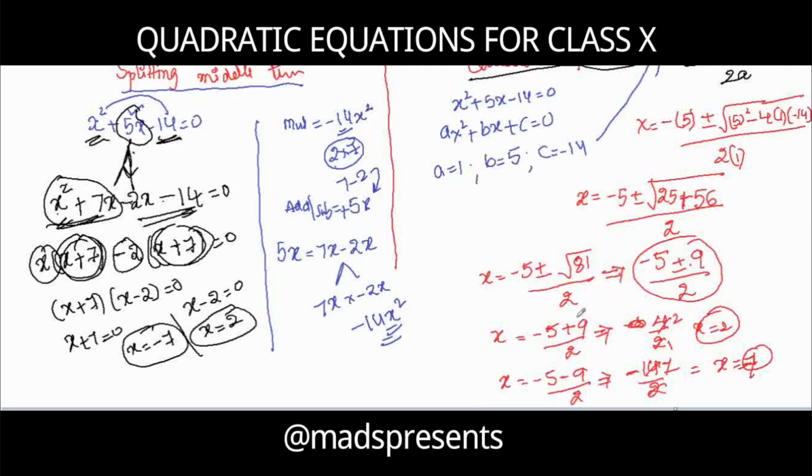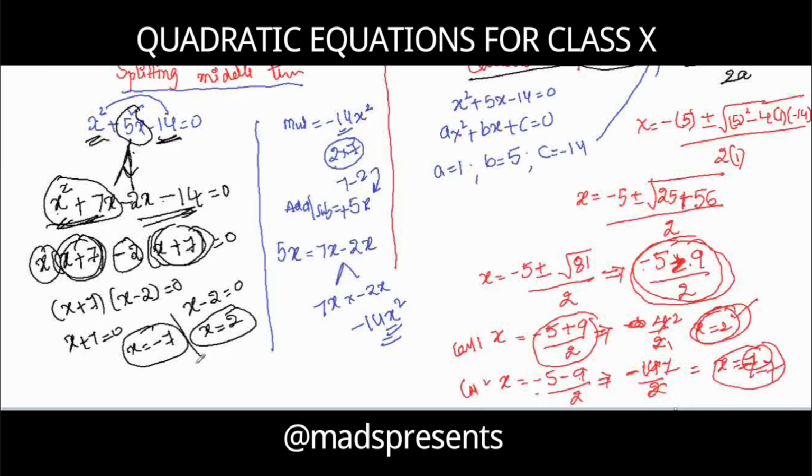So what I did here is I substituted all the values in the quadratic formula and reached till here. After reaching, in case 1, take only plus. So minus 5 plus 9 by 2 will give you x value as 2. In case 2, ignore plus, go with minus. So minus 5 minus 9 is minus 14 by 2, which is minus 7. So we got x is equal to 2 and x is equal to minus 7.